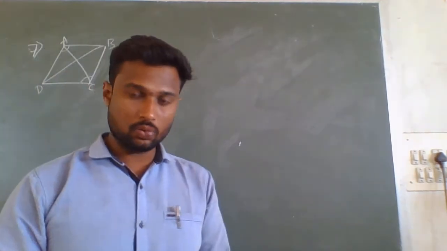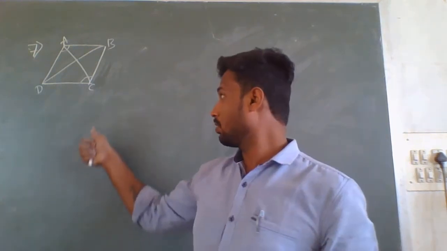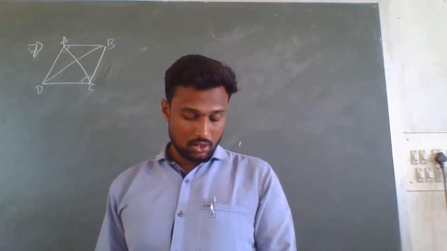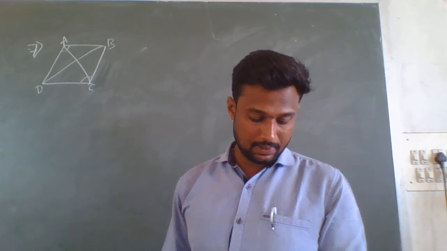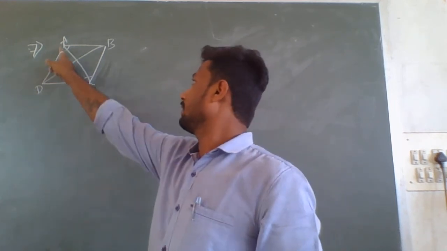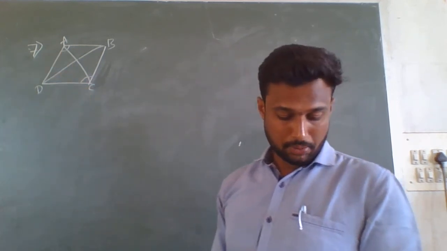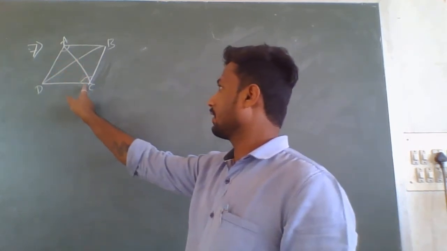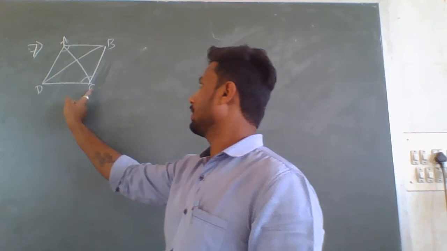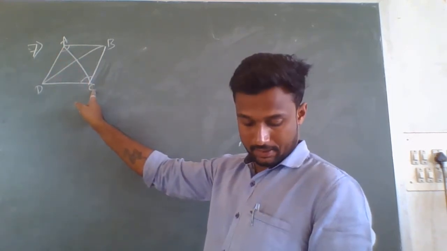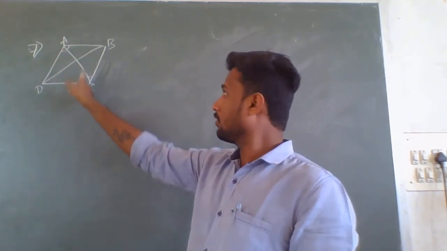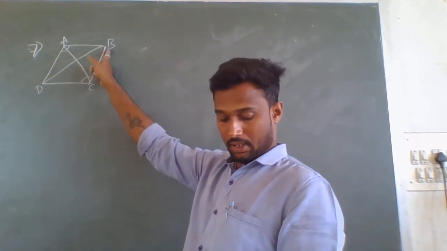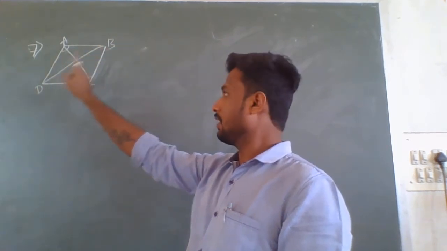Here in the seventh question, what are we given? ABCD is a rhombus. Show that diagonal AC bisects angle A as well as angle C, and diagonal BD bisects angle B as well as angle D.